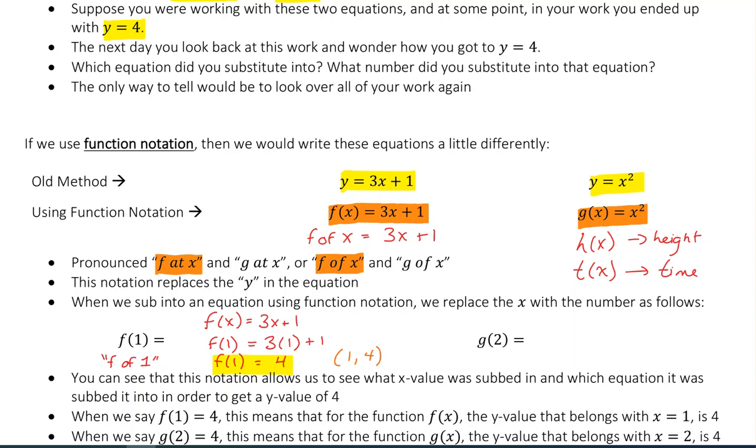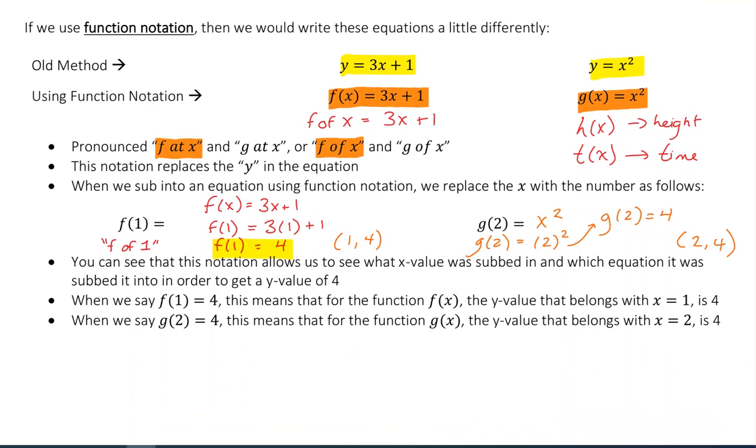If I do that with the second example, g of 2, I'm going to plug that into my equation. I have x squared. If I plug in 2, 2 squared is 4, therefore g of 2 is 4. And I know again that I have the point (2, 4). It's just a little notation change. It does take some getting used to. All it takes is a little practice.